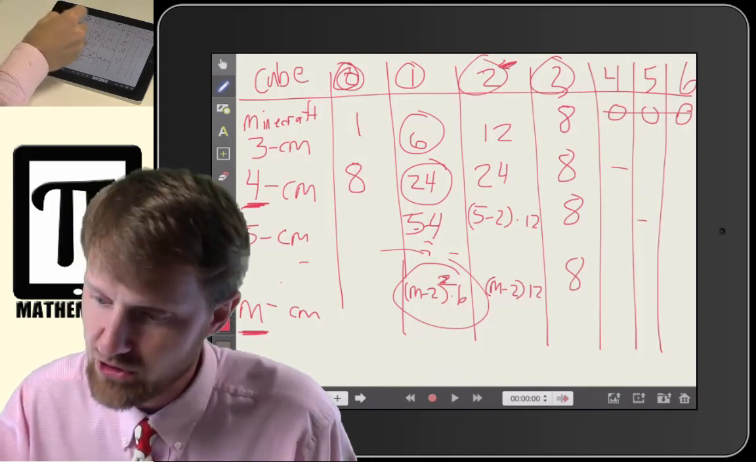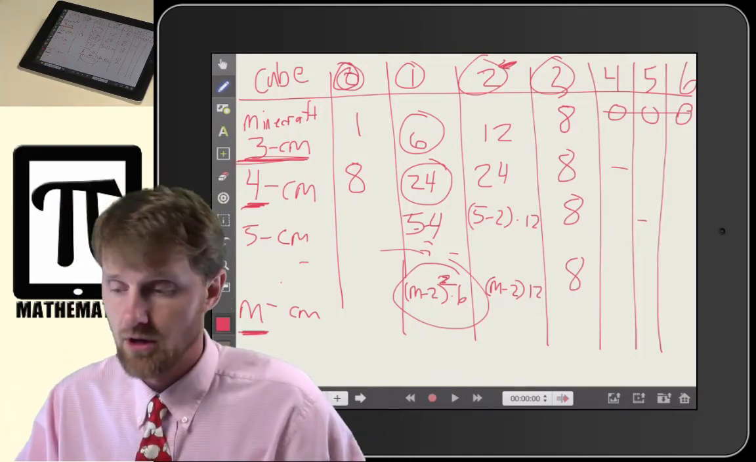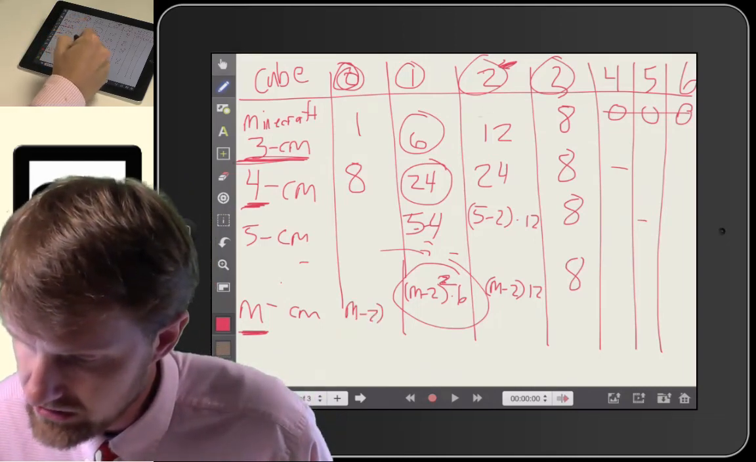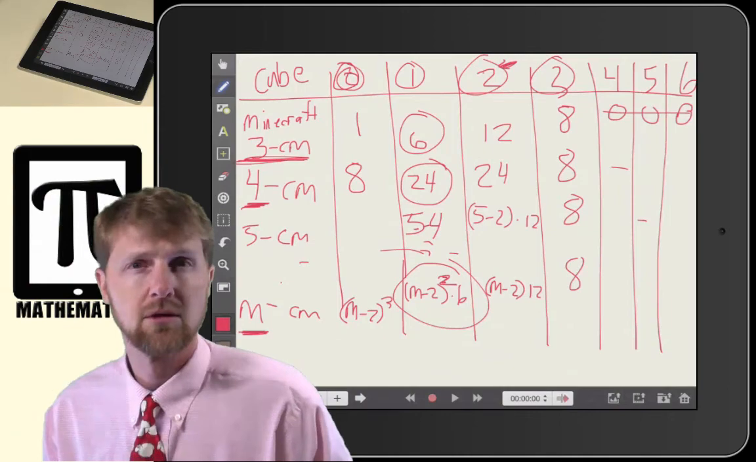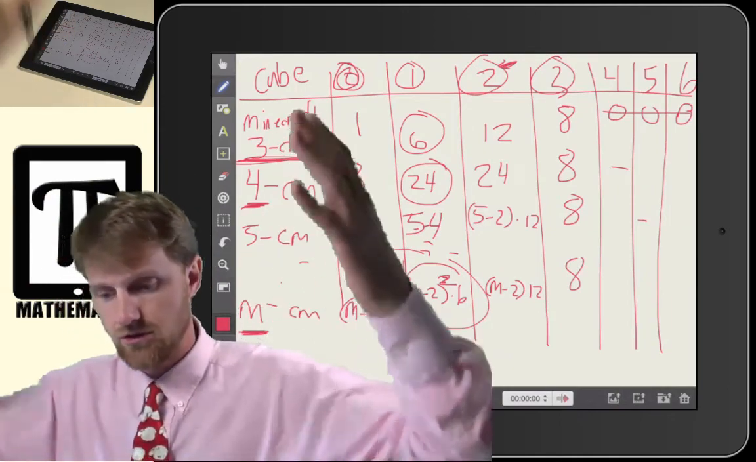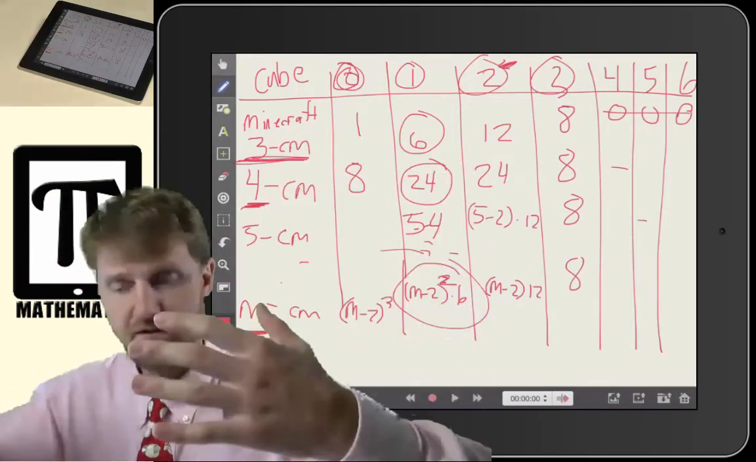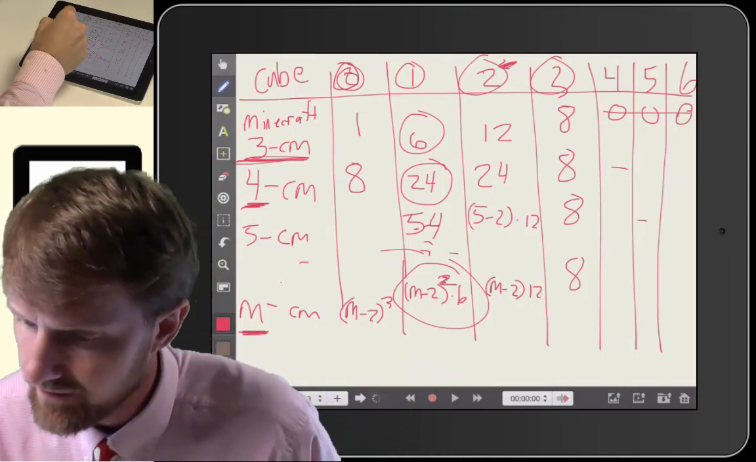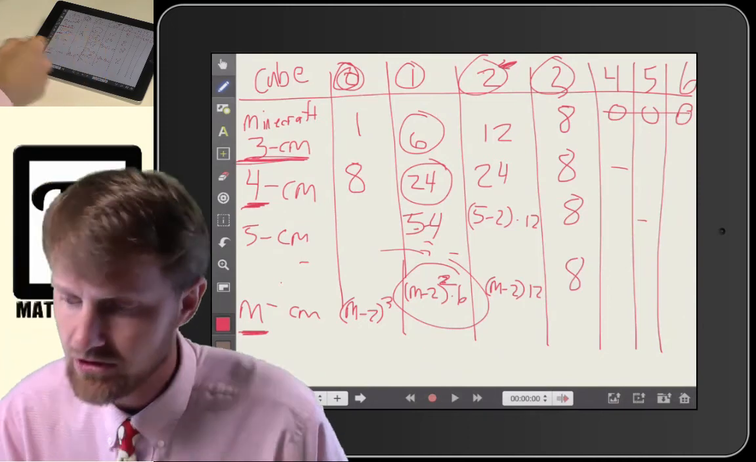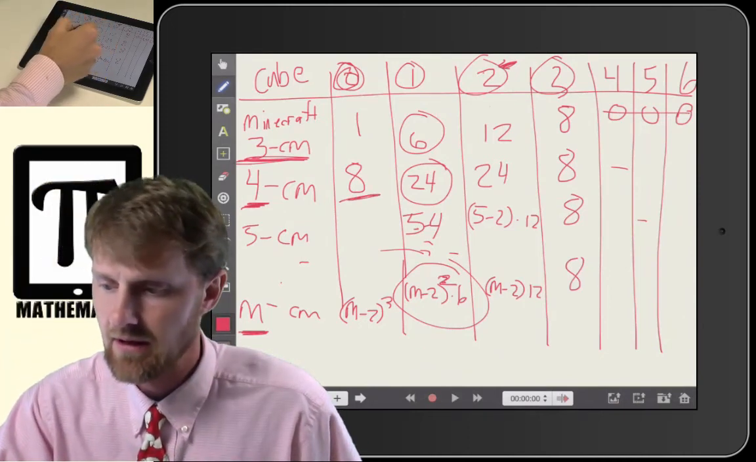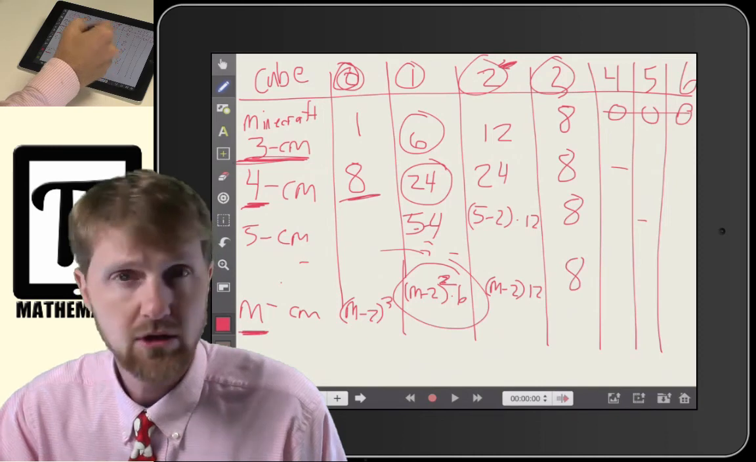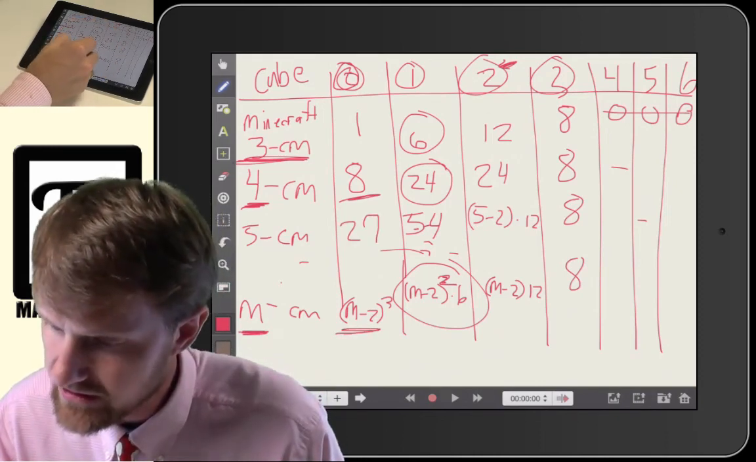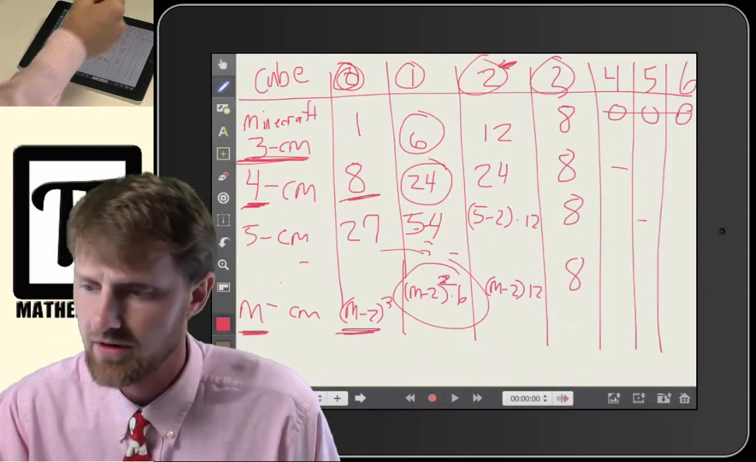So what happens is you had a 3 centimeter cube. You took away the dimensions. You took m minus 2, the dimensions, and then you cubed it. So the dimension minus 2, because you're taking off the sides, leaves you with 1. 1 cubed. If you take off 4, 4 minus 2 is 2, 2 cubed is 8. 5 minus 2 is 3, 3 cubed is going to be 27. And then, so m minus 2 cubed is the rule for 0 sides.